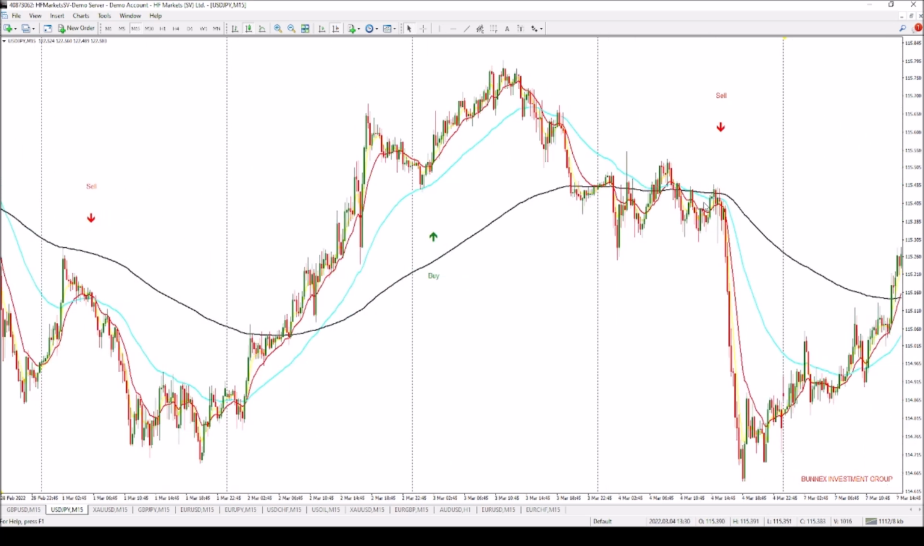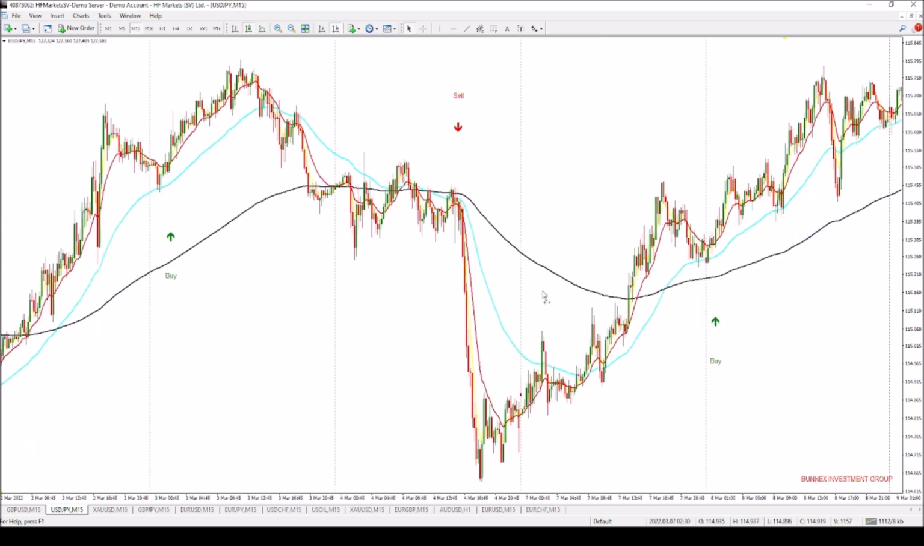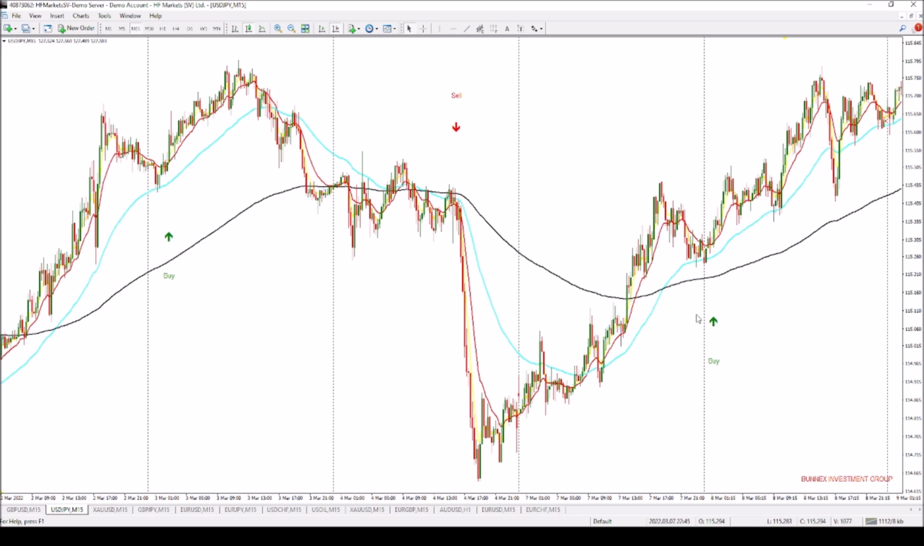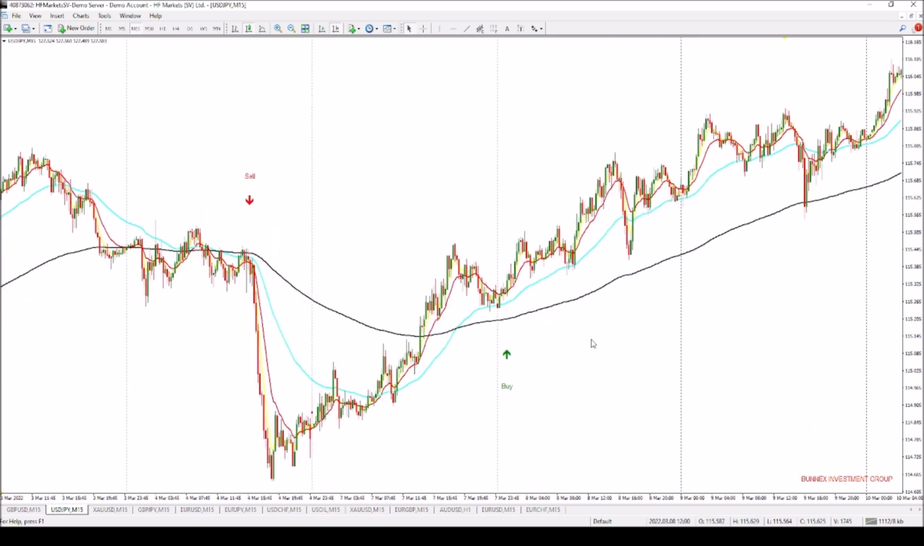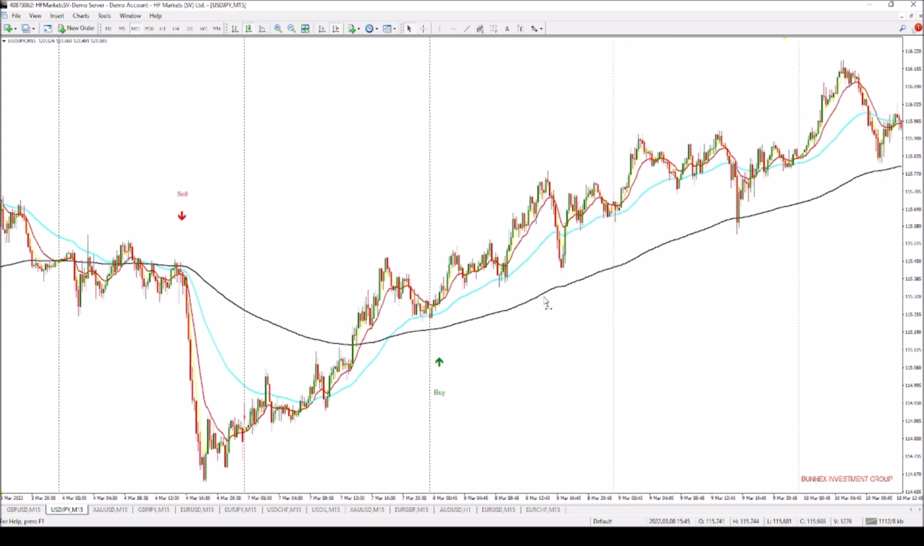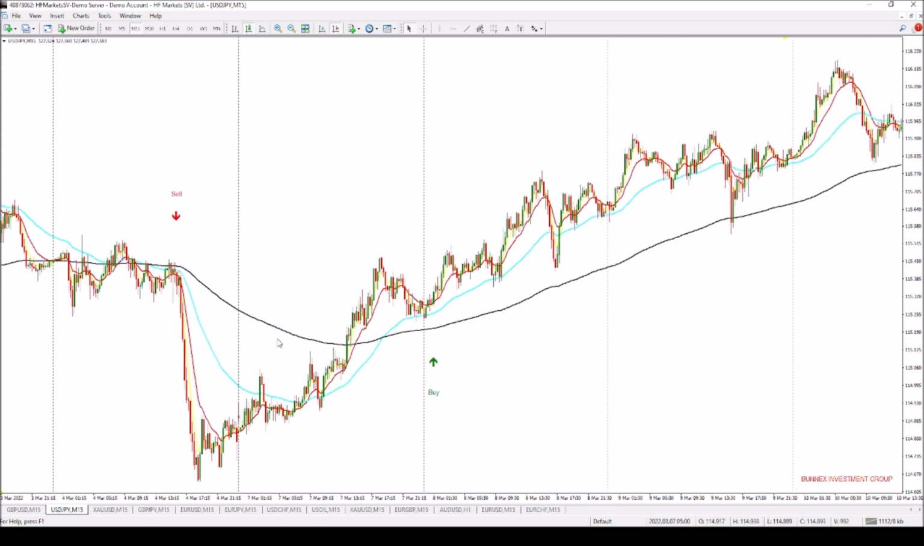In this case, although the market did this, it was not a valid signal. Why? Because the signal fired on the same day of the crossover, right? In this case, it was valid. The signal fired the day after. So this is USD JPY, which is a pair that performs well in the Asian session.